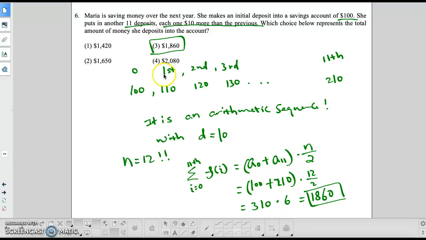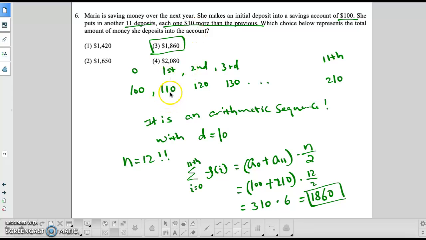Based on the question, the initial amount, without making any deposit, before the 11 deposits, so let's use 0. So the term is 0. We have 100. That's how much she starts with, the initial value. And for the first deposit, she puts in an extra $10.